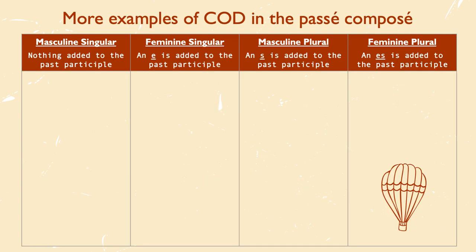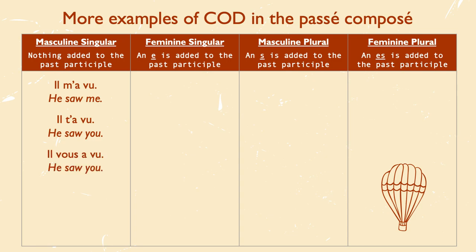More examples of COD in the passé composé. Look at the first column on the left. Masculine, singular, direct objects. Nothing is added to the past participle. Il m'a vu, and I'm masculine and I'm singular, so nothing is added to vu. Il t'a vu, you're singular, you're masculine, so nothing is added to vu. Il vous a vu, same thing, masculine, singular, nothing is added. Il l'a vu. If it is a singular masculine noun, then we don't add anything to the past participle vu.